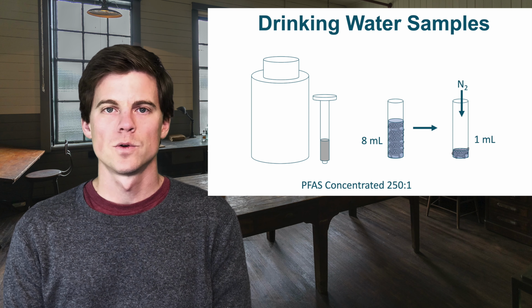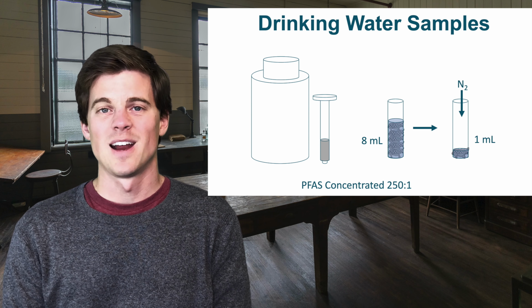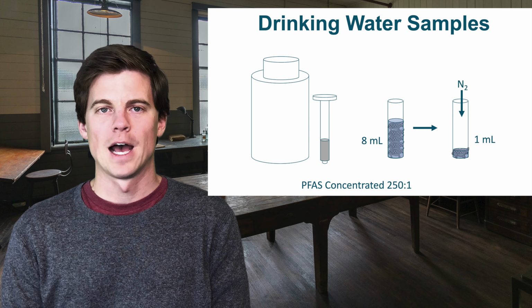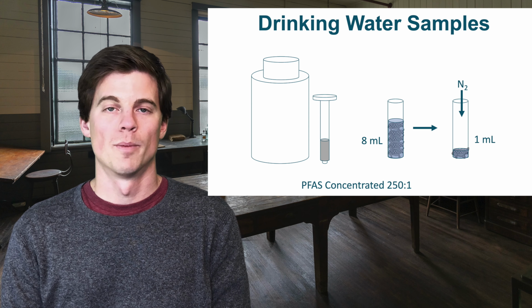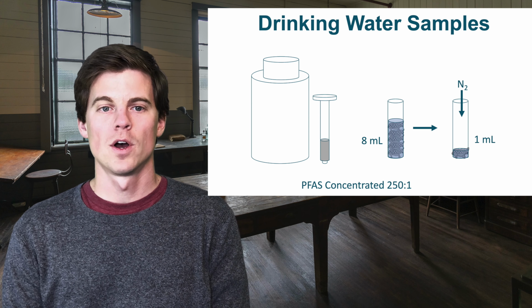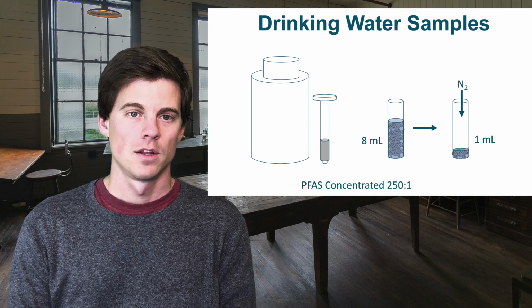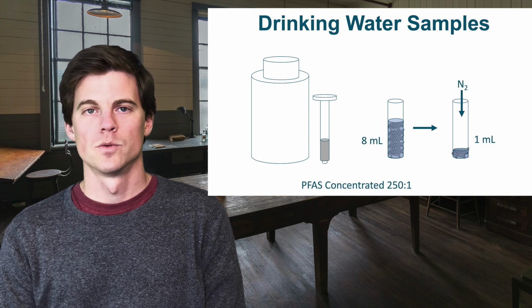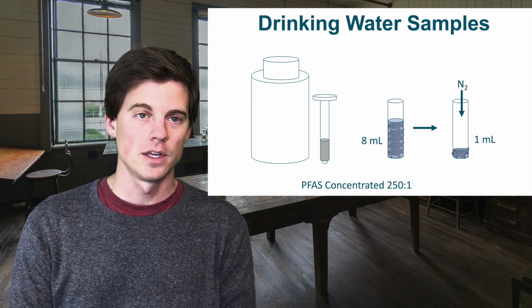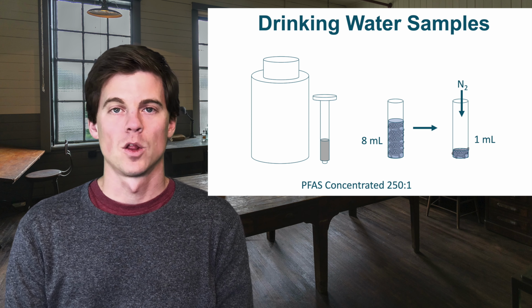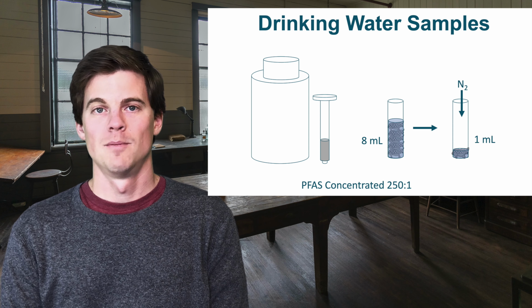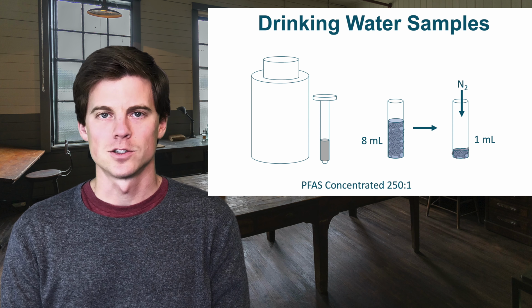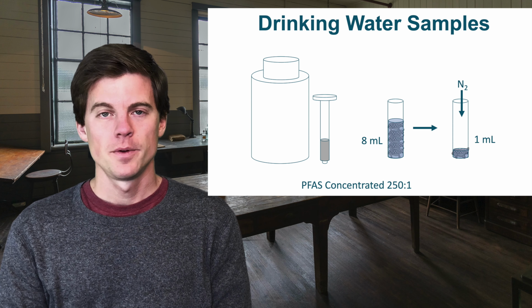That step, also required by these methods, is to use air or nitrogen to evaporate that sample down to about 1 mil. And so we've gone from 250 mils, the same amount of PFAS, all the way concentrated down into 1 mil. So we've taken something that might be parts per trillion and we've made it close to parts per billion. It makes it much easier to analyze because it's concentrated. So that's how we do drinking water.